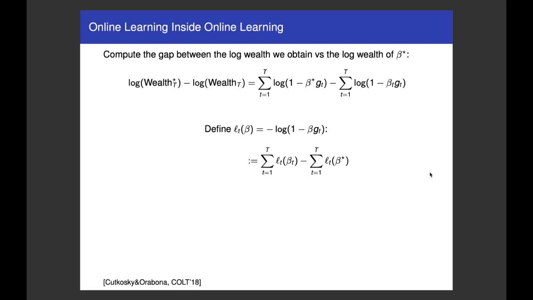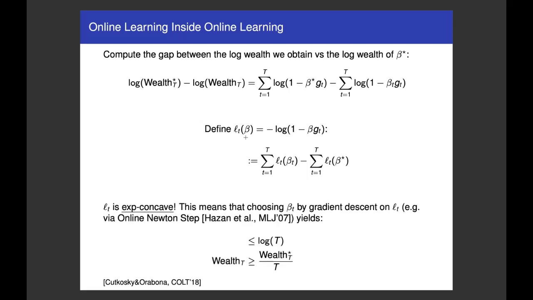Fortunately, we can appeal to a different property of LT. Not only are they convex, they're actually x-concave. This means that the optimal learning rate here doesn't really depend on the value of beta star anymore. In this special case, we can exploit the x-concavity to use a different learning rate via the online Newton step algorithm, which will get us that the regret is actually smaller than square root of t. It's actually log t. And then using this, we can just unroll everything, and say that the wealth is lower bounded by wealth star divided by t.